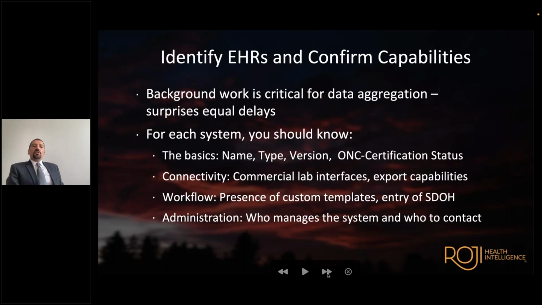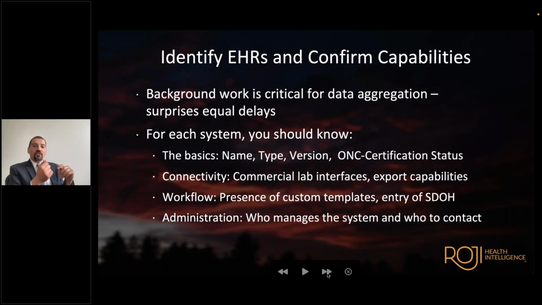So the next thing you need to do is identify the EHRs that are in your network and confirm what they are able to send out. This background work is absolutely critical. Surprises will always equal delays. So if you're not certain if there is a surprise, it's going to mean a longer time.